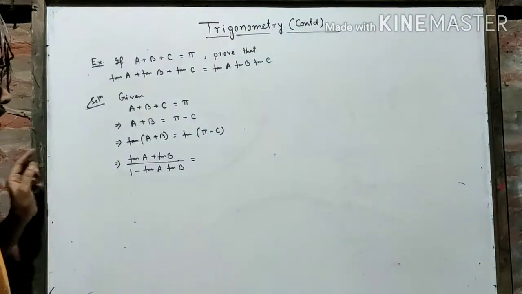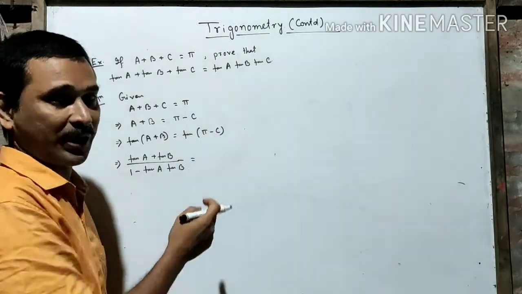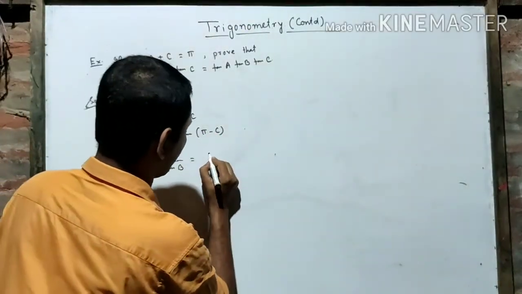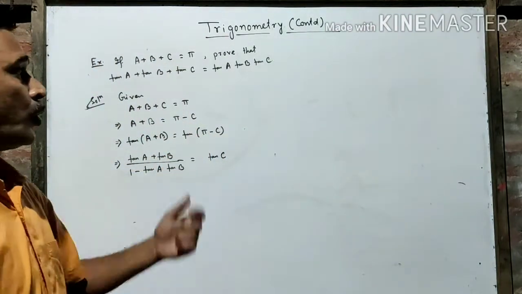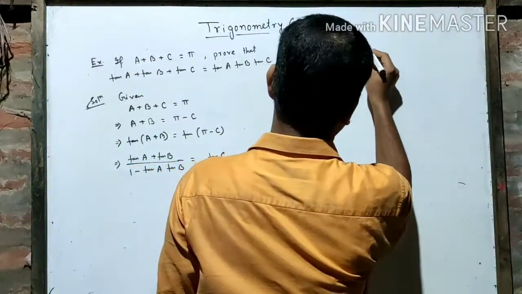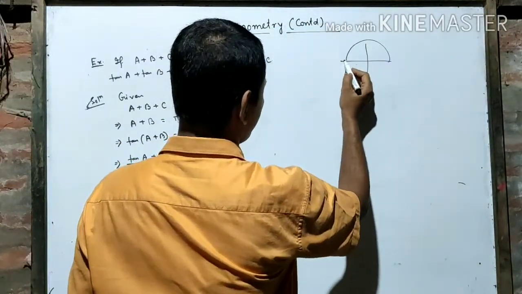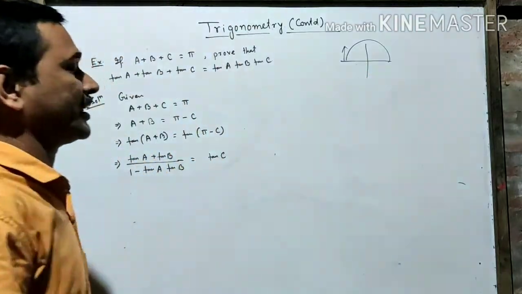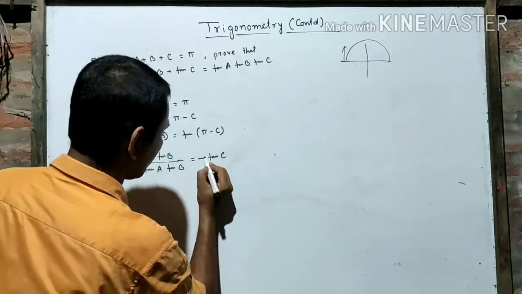And here you are supposed to apply ASTC. π means 2 into 90, that means even multiple of 90, that means there is no change in the trigonometric ratio. Now, which quadrant? Okay. π minus C means 180 minus C. So this is your 180, this is minus C. So it lies in the second quadrant, and in the second quadrant tan is negative, so here will be a minus.